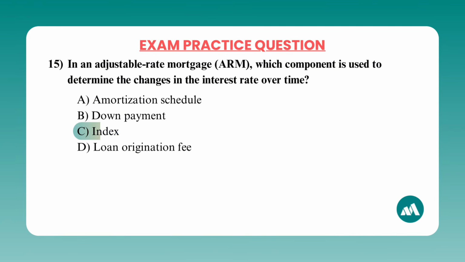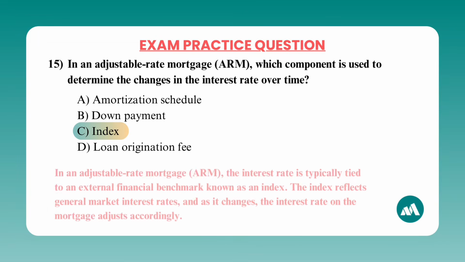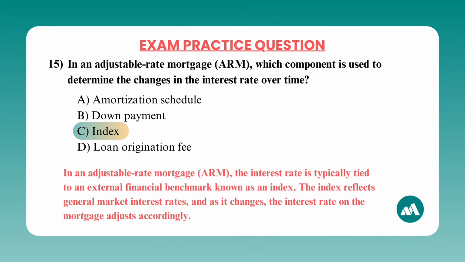And the answer is C, index. In an adjustable rate mortgage, or an ARM, the interest rate is typically tied to an external financial benchmark known as an index. The index reflects general market interest rates, and as it changes, the interest rate on the mortgage adjusts accordingly.